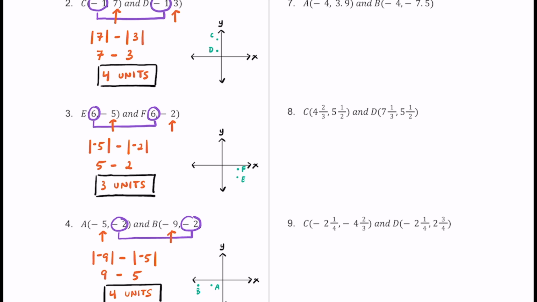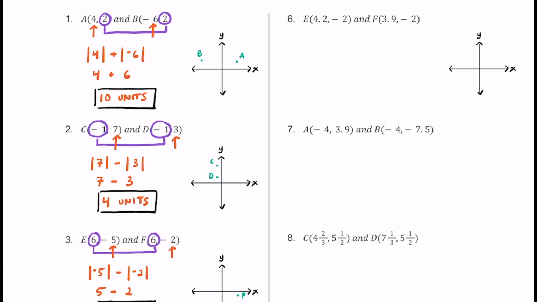Here's number 6. For number 6, we're starting off with E, which is going to be 4.2 comma -2. So we'll start at the origin and move 4.2 units to the right, and then 2 units down, maybe something like here. That's located in quadrant 4. That's going to be point E. And then for point F, that's going to be 3.9 comma -2. So we'll start at the origin, move 3.9 units to the right, and then down 2 units. So it's very close to point E, these 2 points together. So I'm going to put F.